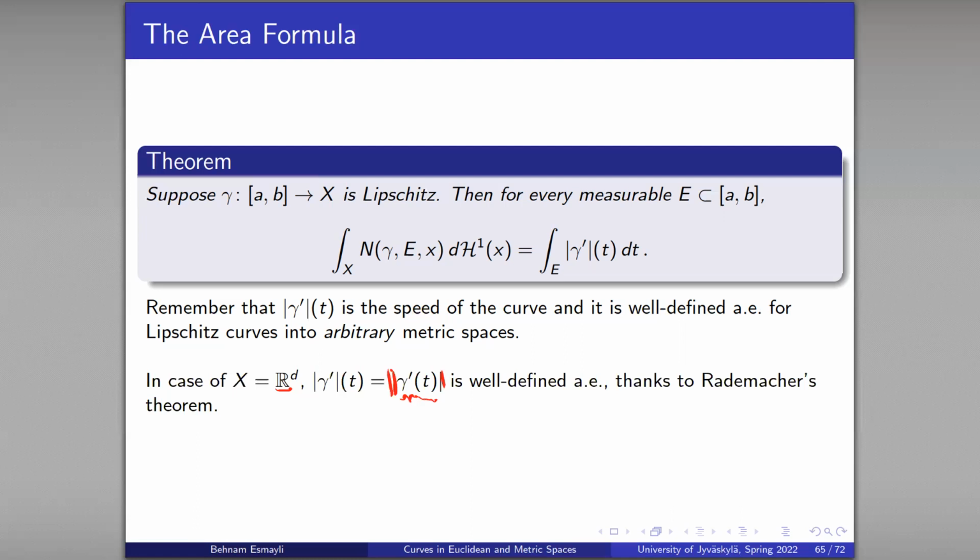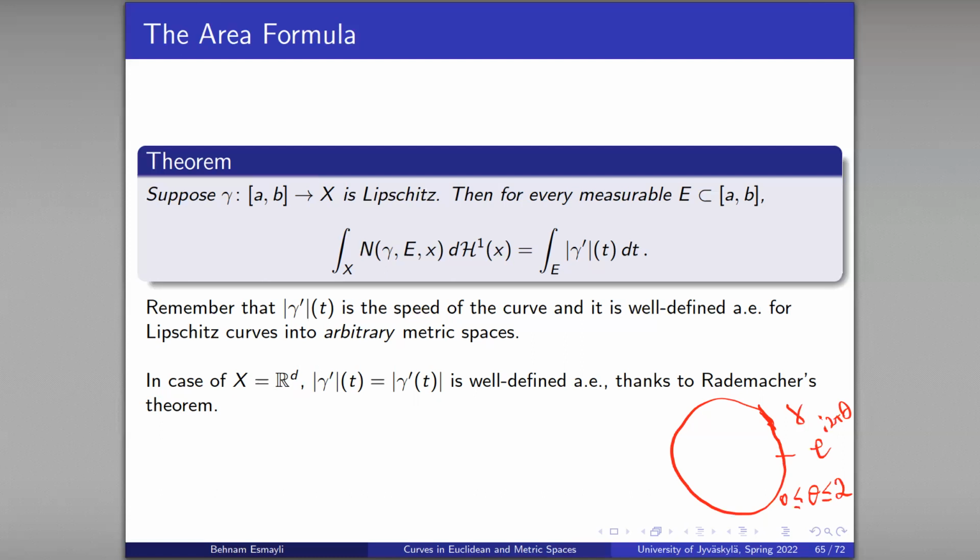And this time, we know gamma prime exists almost everywhere by Rademacher's differentiability theorem, and therefore the speed is well defined almost everywhere. If we go back to the example of this circle, suppose we have a parameterization gamma that covers this circle twice. For example, e to the i 2 pi theta. Now theta from 0 to 1 covers it once, but if you allow 2, now you're covering it twice.